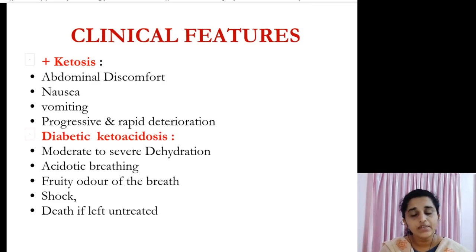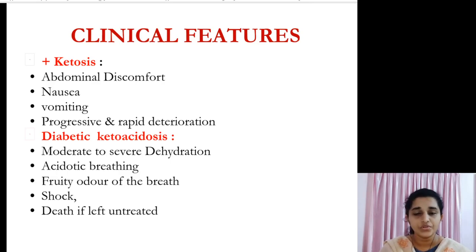So while giving health education to the parents and while doing nursing assessment, we'll be careful about these clinical features of ketosis. Next is diabetic ketoacidosis: moderate to severe dehydration, acidotic breathing, fruity odor of the breath, shock or death if left untreated. So it is a very serious condition, diabetic ketoacidosis. We should be very careful that the child should strictly follow the insulin regimen.